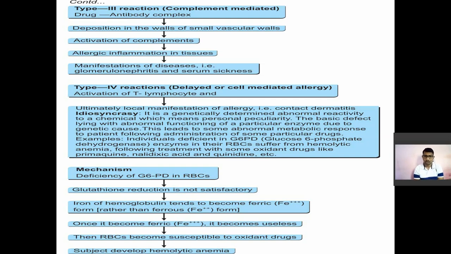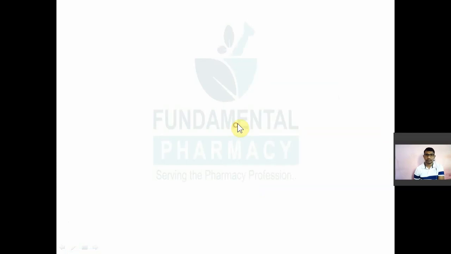RBC become susceptible to oxidant drugs and the subject develops a hemolytic anemia. So those patients who are deficient in glucose 6 phosphate dehydrogenase enzyme, if you treat them with primaquine, nalidixic acid or quinine, that results in hemolytic anemia. So these are nothing but the type 4, or delayed or cell mediated type of allergic reaction.